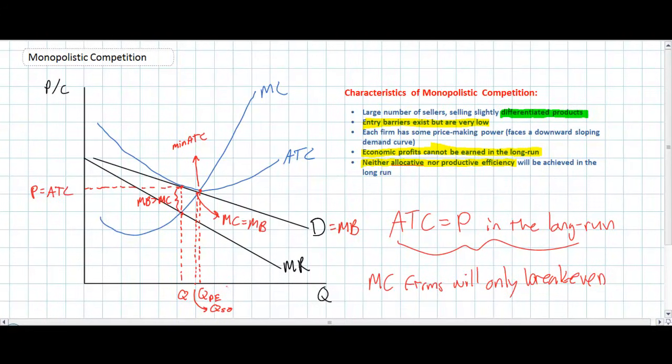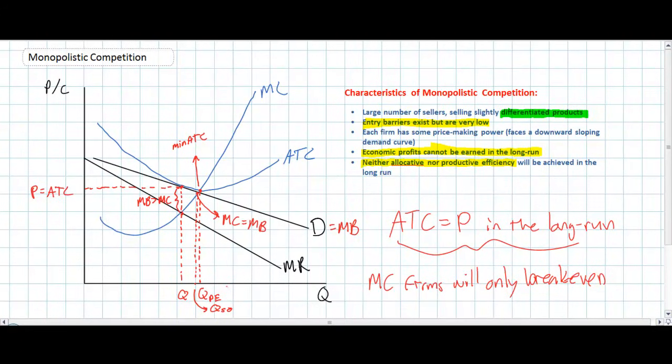It shares some characteristics of perfect competition, including a large number of sellers and low barriers to entry. But it also shares some characteristics with monopoly, such as downward sloping demand seen by individual firms, price making power, and product differentiation. But based on the low barriers to entry that exist, firms in monopolistic competition will only break even in the long run. So there's another characteristic that they share with perfect competitors.